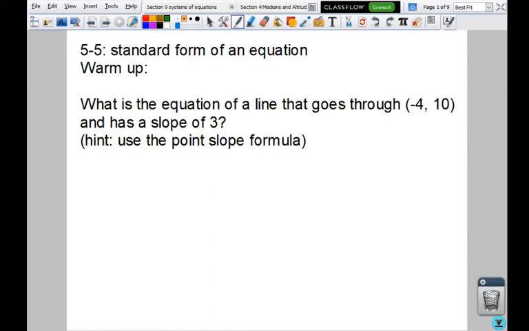And today we are going to be learning a third one. So we're actually learning 3 equations per line.